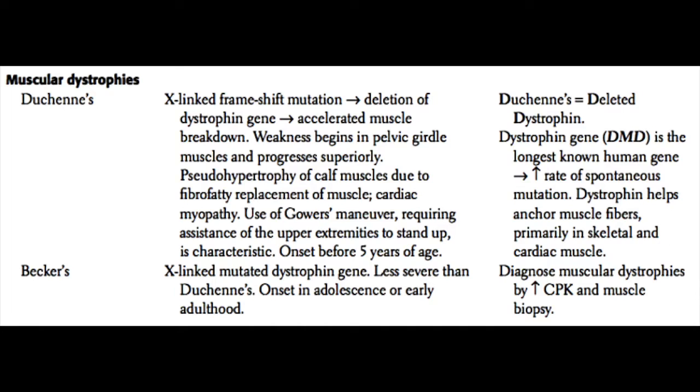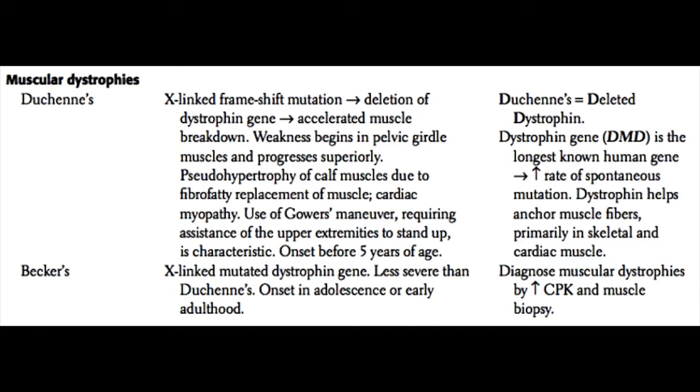In Duchenne's disease, we see in particular a severe form of the disease. It's due to a complete deletion of dystrophin, secondary to a frameshift mutation, which causes an early stop codon. What you're going to see is proximal muscle weakness, which leads to Gower's maneuver, which is a child who braces his hands on his knees to help himself stand up. We'll see calf pseudohypertrophy and cardiomyopathy. The presentation is usually less than 5 years of age.